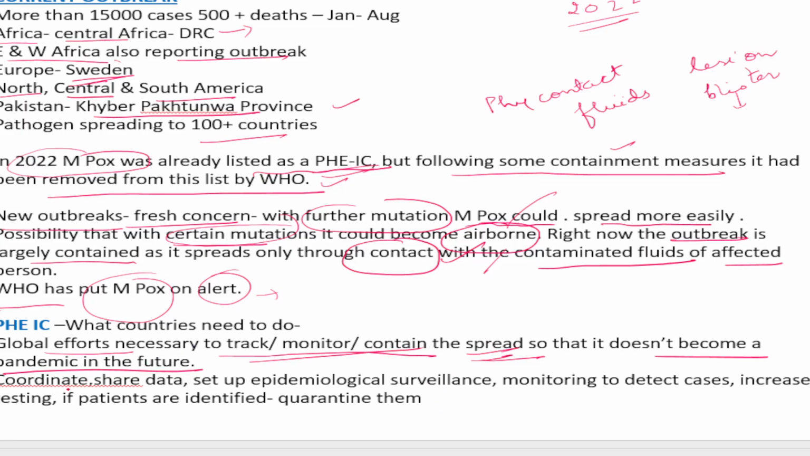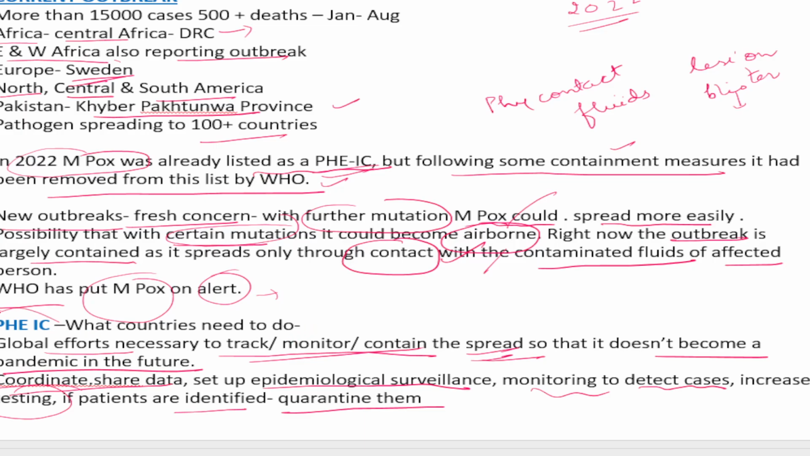And also countries need to coordinate and share the data to set up epidemiological surveillance and monitoring to detect the cases of the disease and to increase the testing. And if any patients are identified, they should be quarantined. And also contact tracing should be carried out. All those people with whom they have come in contact should also be isolated. So this was about the efforts that countries need to make in order to prevent this monkeypox disease from becoming a pandemic.